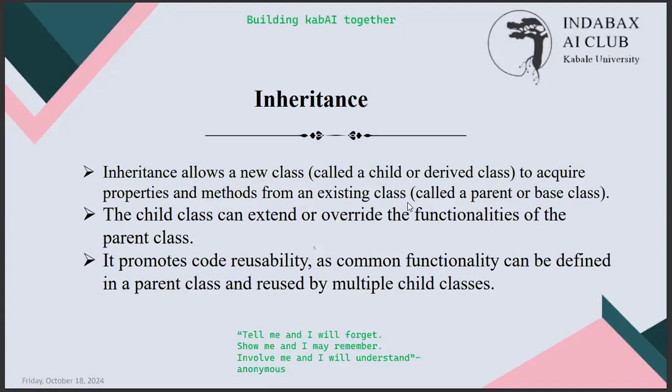Inheritance allows a new class, called a child class or derived class, to acquire properties and methods from an existing class, called a parent class or base class. The child class can extend or override the functionalities of the parent class. It promotes code reusability, as common functionality can be defined in the parent class and reused by multiple child classes. If you've done Java, you must have come across inheritance somewhere. The implementation here won't be any different. It is the same.